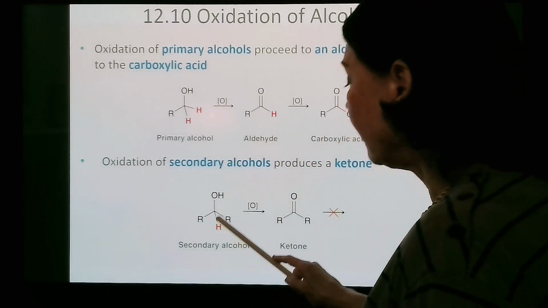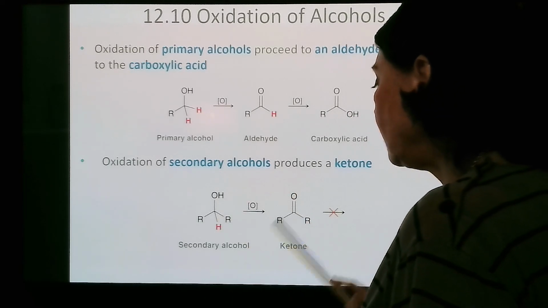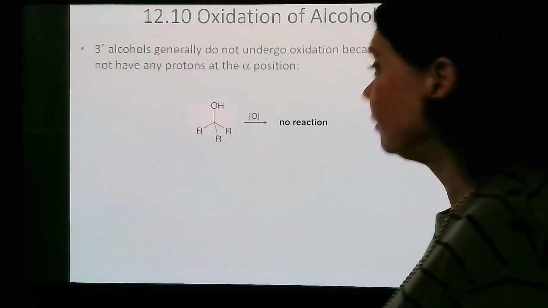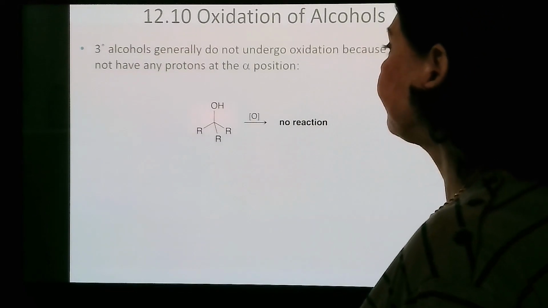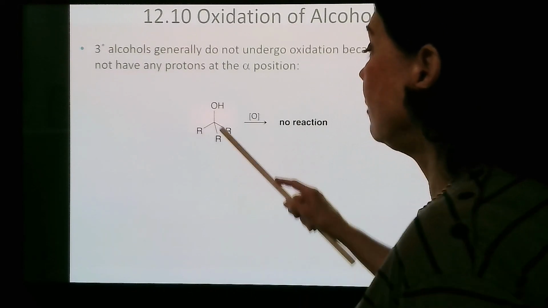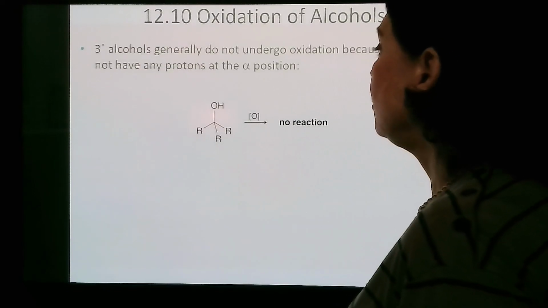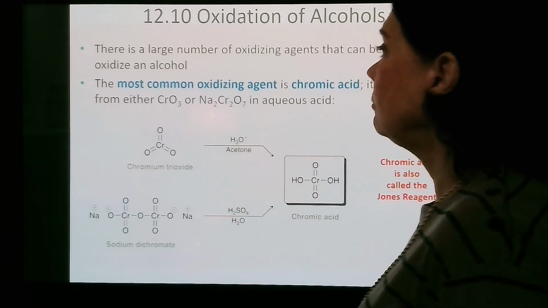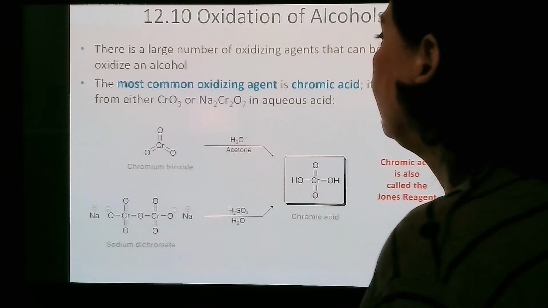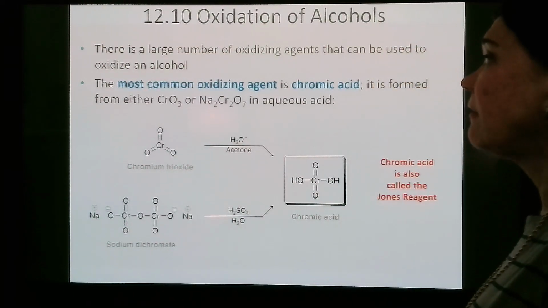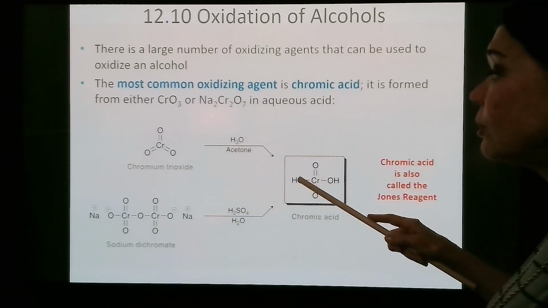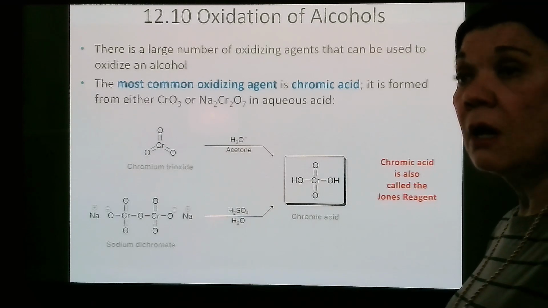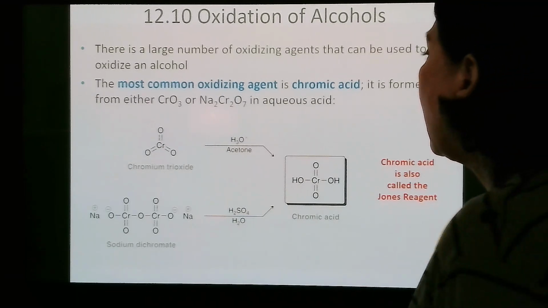If you have the secondary alcohol, you can go to the ketone. If you have the tertiary alcohol, you won't have oxidation at all because you don't have any protons at the alpha position to be able to be removed. There's a large number of oxidizing agents that can be used for this. We're going to look just at a small number of the most common ones.